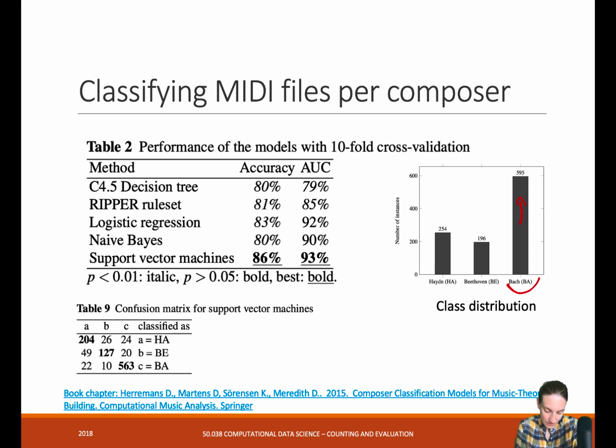Then I also gave a little confusion matrix here, which shows me that there were 402 Haydn songs correctly classified. There were 24 Bach songs classified as Haydn. The numbers that we're interested in, true predictions, are on this diagonal, while the ones outside of the diagonal are the wrong predictions. If you're interested to read more about this, you can click the link below.